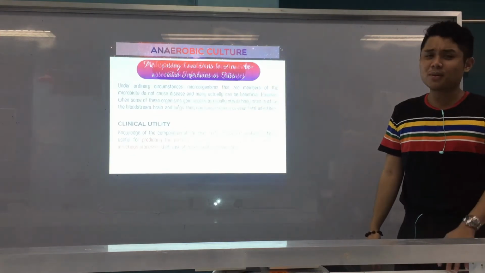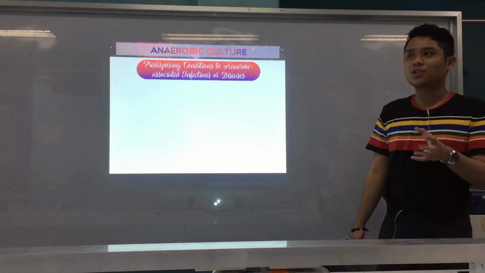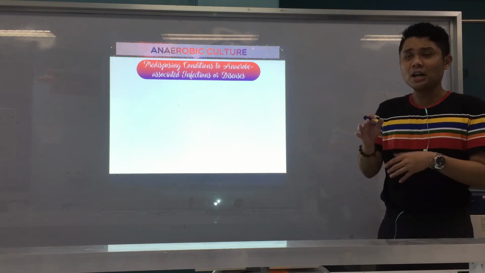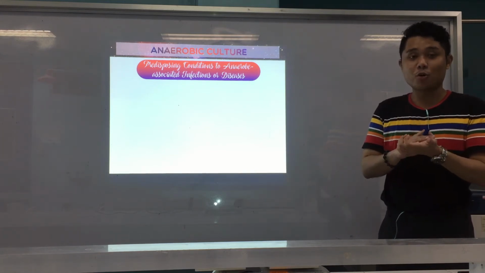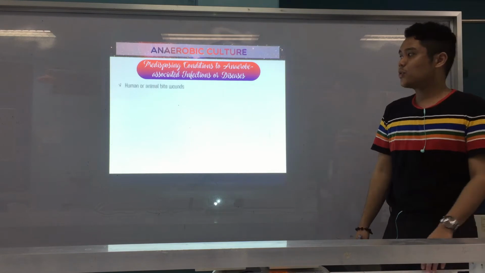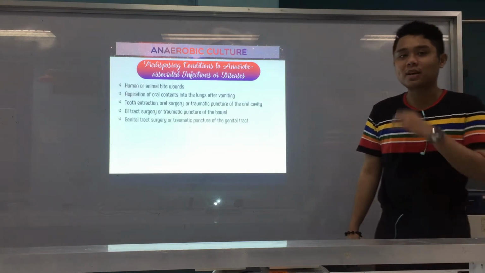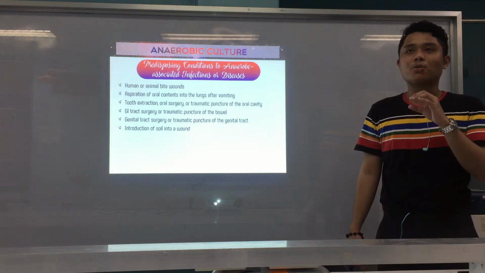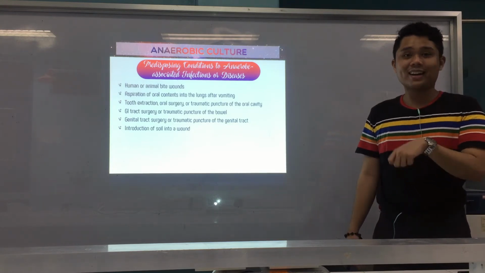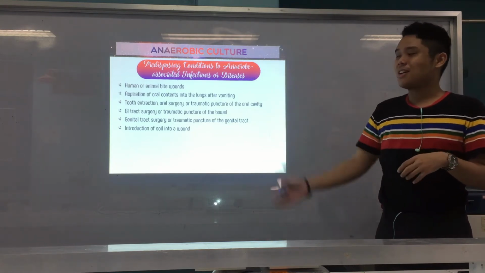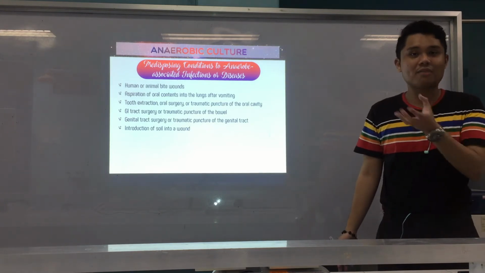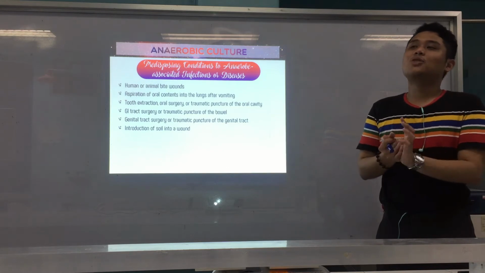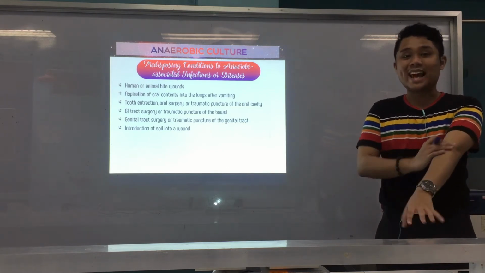Okay, now what are some predisposing conditions or risk factors that can introduce these anaerobic infections to the patient, okay? So first is human or animal bite wounds because again, your oral cavity contains a lot of anaerobes. So if you get bitten by a person, or by animals, which of course also have their own normal flora anaerobes in their oral cavity, of course it can be introduced to your skin, okay?